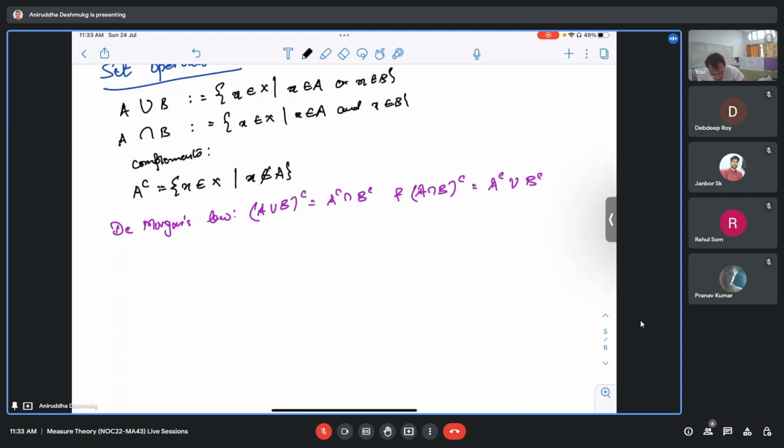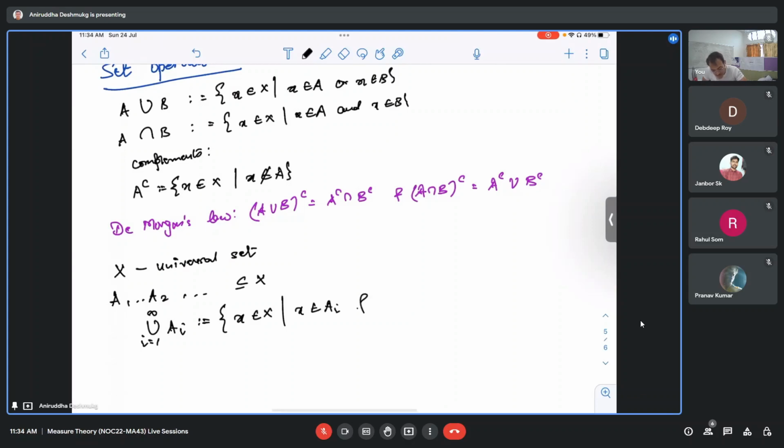So suppose we have, again, X is the universal set. Suppose we have a collection of sets A1, A2, and so on. Right now I am enumerating it by the set of natural numbers. Suppose these are subsets of X. I want to know what this union is. So by definition, it is the collection of all those x which are in at least one of the Ai's. That is, x is in Ai for some i.